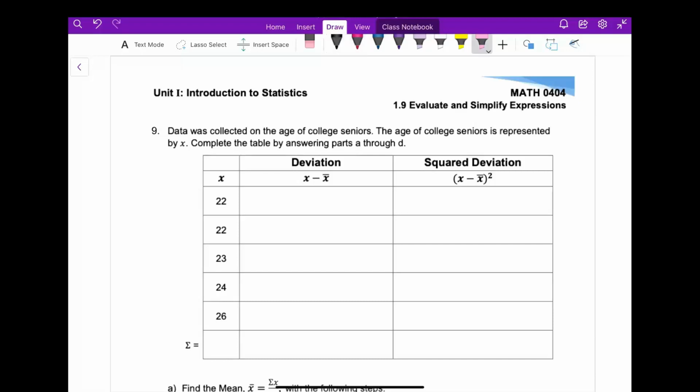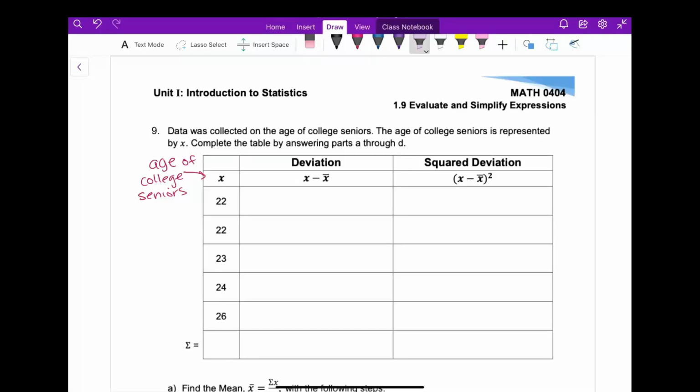So the first thing that I learned was that the age of college seniors is represented by X. So I'm going to come in here and label this for myself: this is the age of college seniors. This is important. I don't want to be looking back at the paragraph all the time to know what that means. First, I want to call your attention to some words.